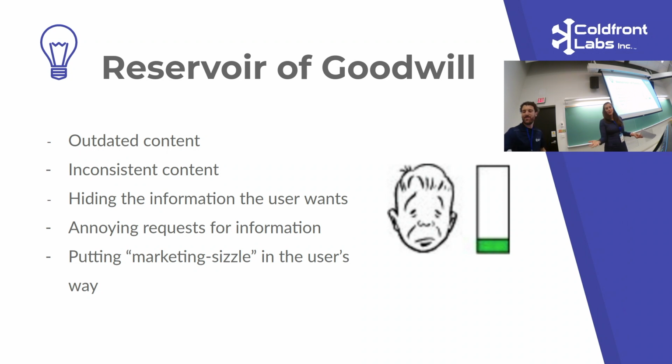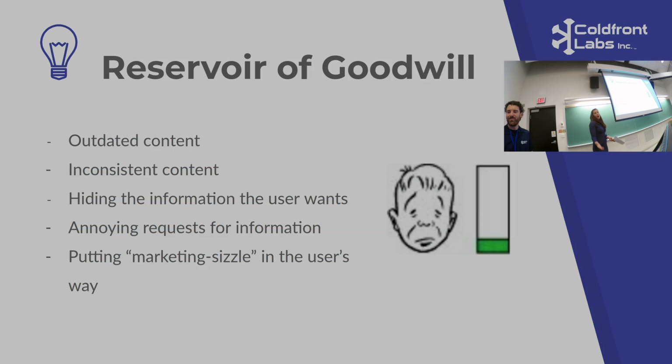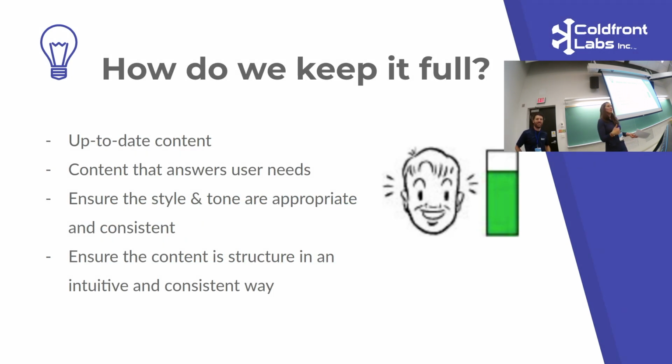Okay? Things that fill up our reservoir of goodwill are up-to-date content that answers my user needs, making sure I know my user stories in and out, and that they're built into the navigation, the IA, that they're readily available, maybe that they're sticky, they're in a card area, that I can get to them. Ensure that my style and tone are appropriate and consistent so that this feels like a cohesive experience, even if that's on a subconscious level. And then ensure that the content is structured in an intuitive and consistent way so that we know what we're getting into.